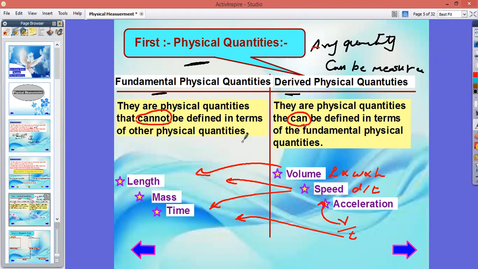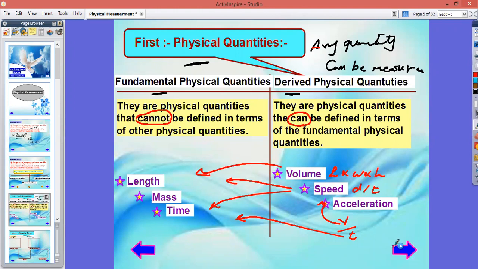What is the difference between them? Fundamental cannot be defined in terms of another physical quantity, while derived can be defined in terms of fundamental physical quantities. Examples of fundamental: length, mass, and time. Examples of derived: volume, speed, and acceleration.